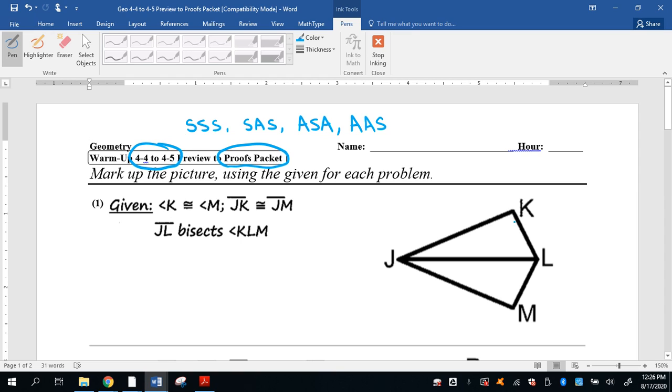We're given that angle K is congruent to angle M, and the line segment JK is congruent to line segment JM. We are also given that line segment JL bisects angle KLM, so from K to L to M. If we are bisecting an angle, you're going to mark up the angles. So these two angles are congruent. Make sure you understand that these two angles have a different tick mark than those two angles.